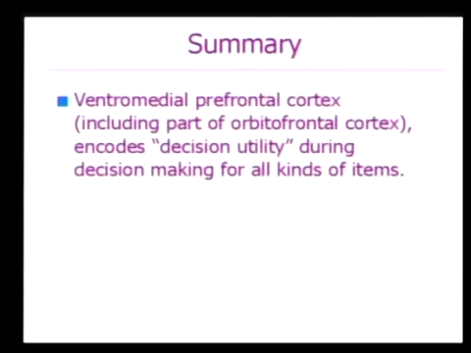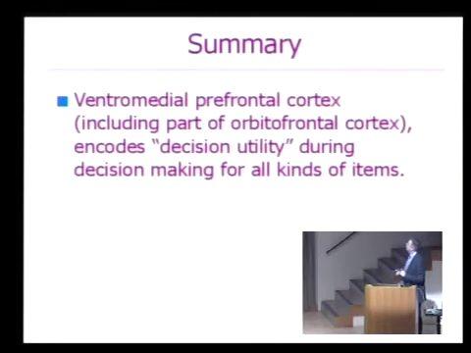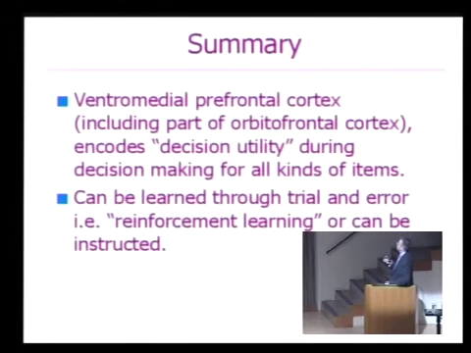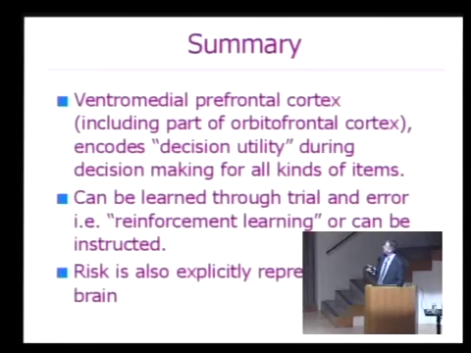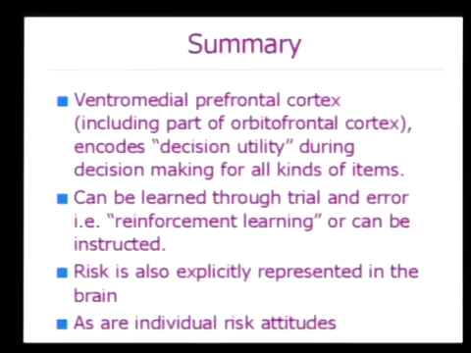We also saw other bits of the brain. I've by no means been comprehensive in saying all of the areas of the brain that are involved in this. Other parts of the brain represent things like risk. And we also saw that our utilities for things, our decision utilities, can be learned through trial and error, through a process such as reinforcement learning, or it can be instructed. You can actually tell people what the probabilities are, how much they're likely to win. And we also saw, as I said, that risk is explicitly represented in the brain, as are individual risk attitudes.